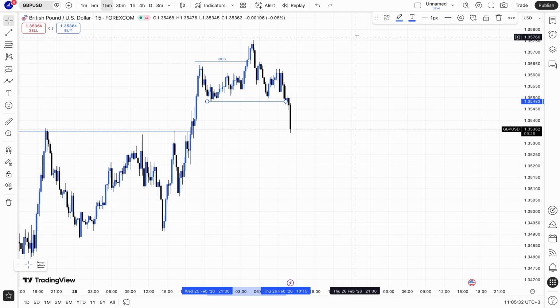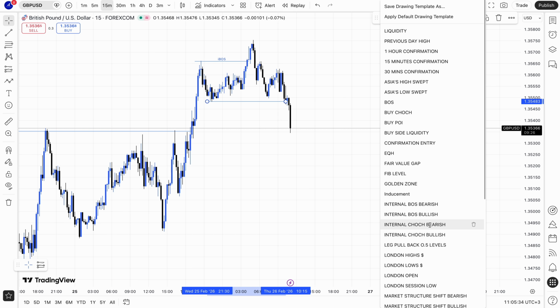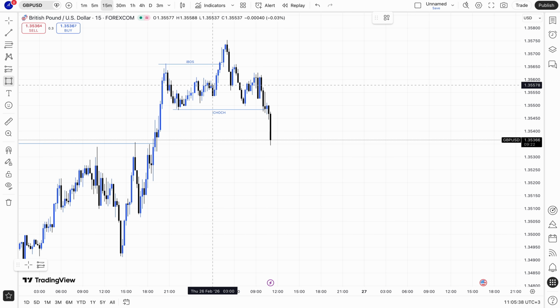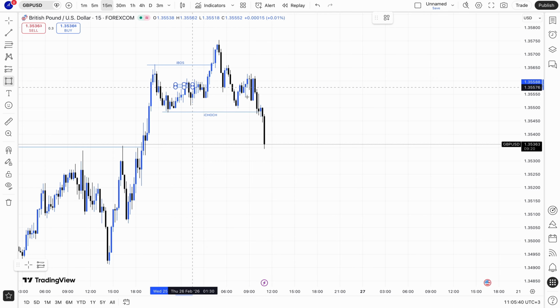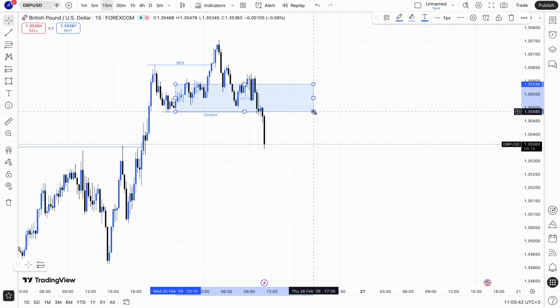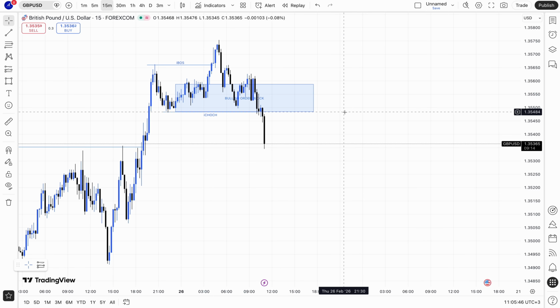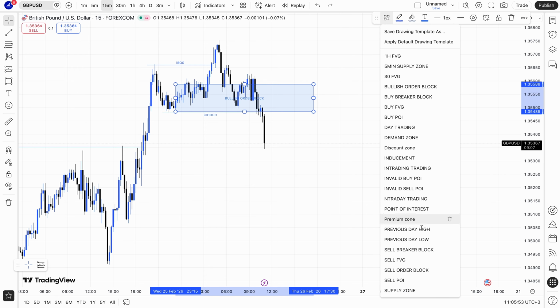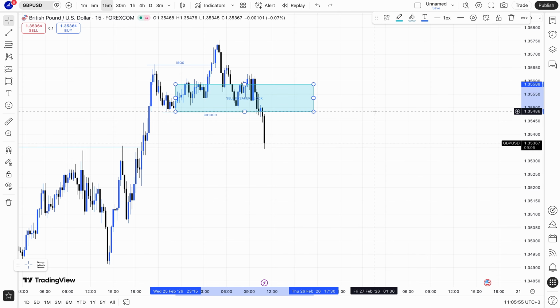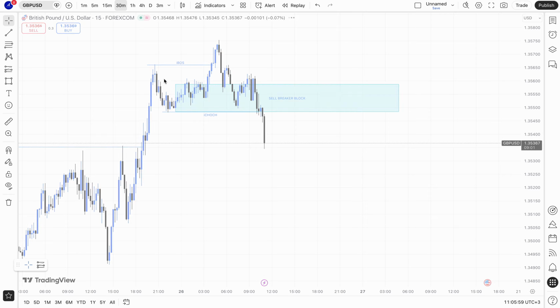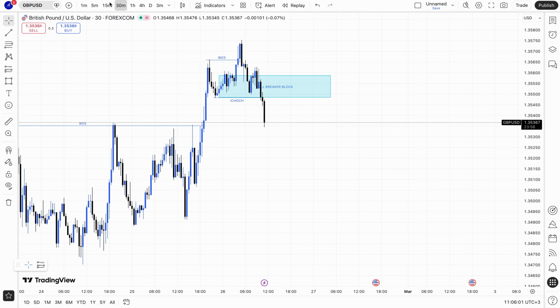Our plan is very simple. We had our change of character to the downside, internal structure, but before all that we had our order block. It was here. This was our bullish order block. It was that one. Then after that bullish order block being disrespected, then automatically it turns into our bearish breaker block. You can see it. Then what's our plan? Our plan is very simple. You got already the break.